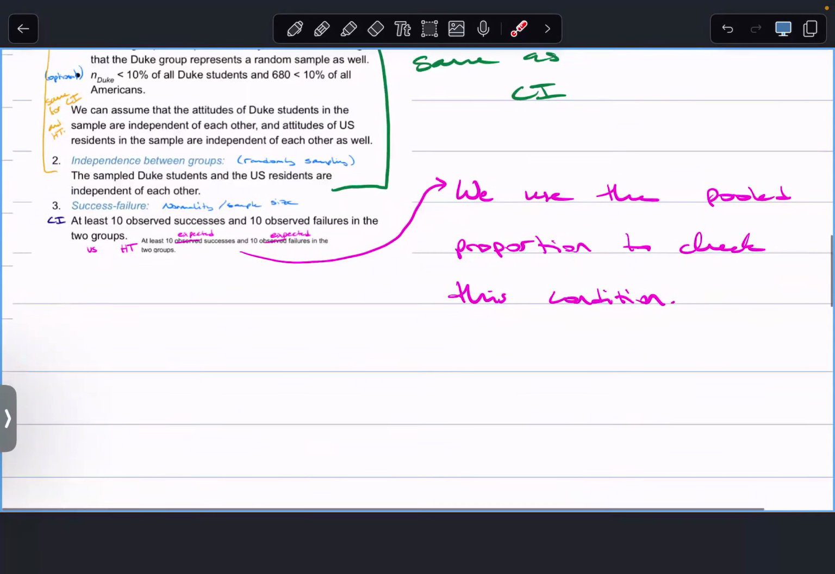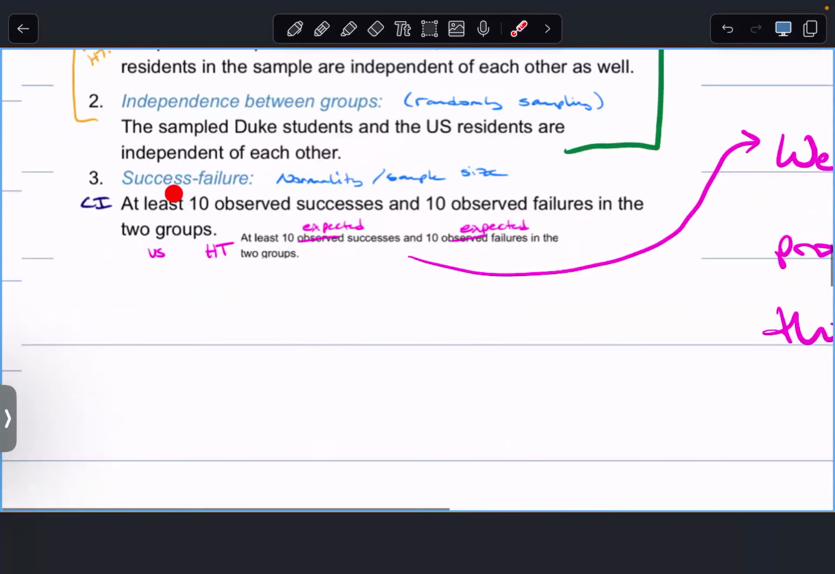And the only kind of trickster one is the success-failure condition. I call it the normality condition or the sample size condition. We have to have a large enough sample to be able to detect what we're trying to pick up on, right? If I'm trying to analyze a rare event, then we understand intuitively that I need a large sample in order to see some of those rare events, right?